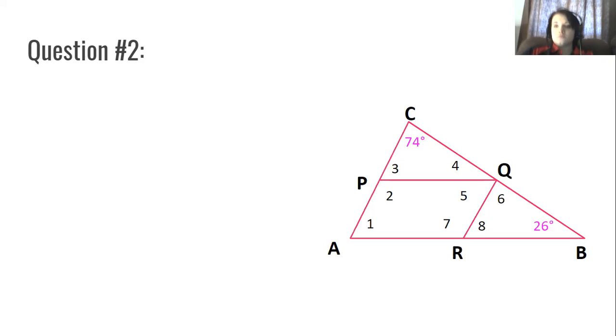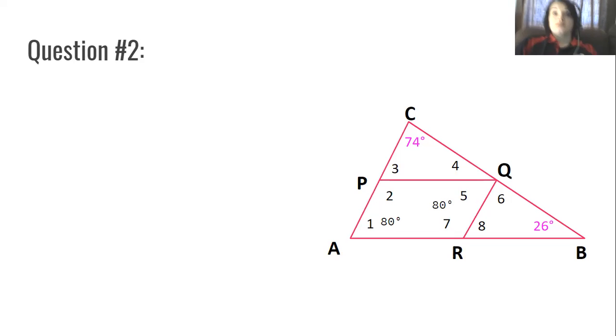So all we do is add 74 and 26, and then we subtract that total from 180, and that should give us 80 degrees. Well, now we can look at our parallelogram. If you'll notice, 2 and 7 are going to be the same measurement because they're complementary, and 1 and 5 are going to be the same measurement. So if 1 is 80 degrees, 5 is going to be 80 degrees as well.